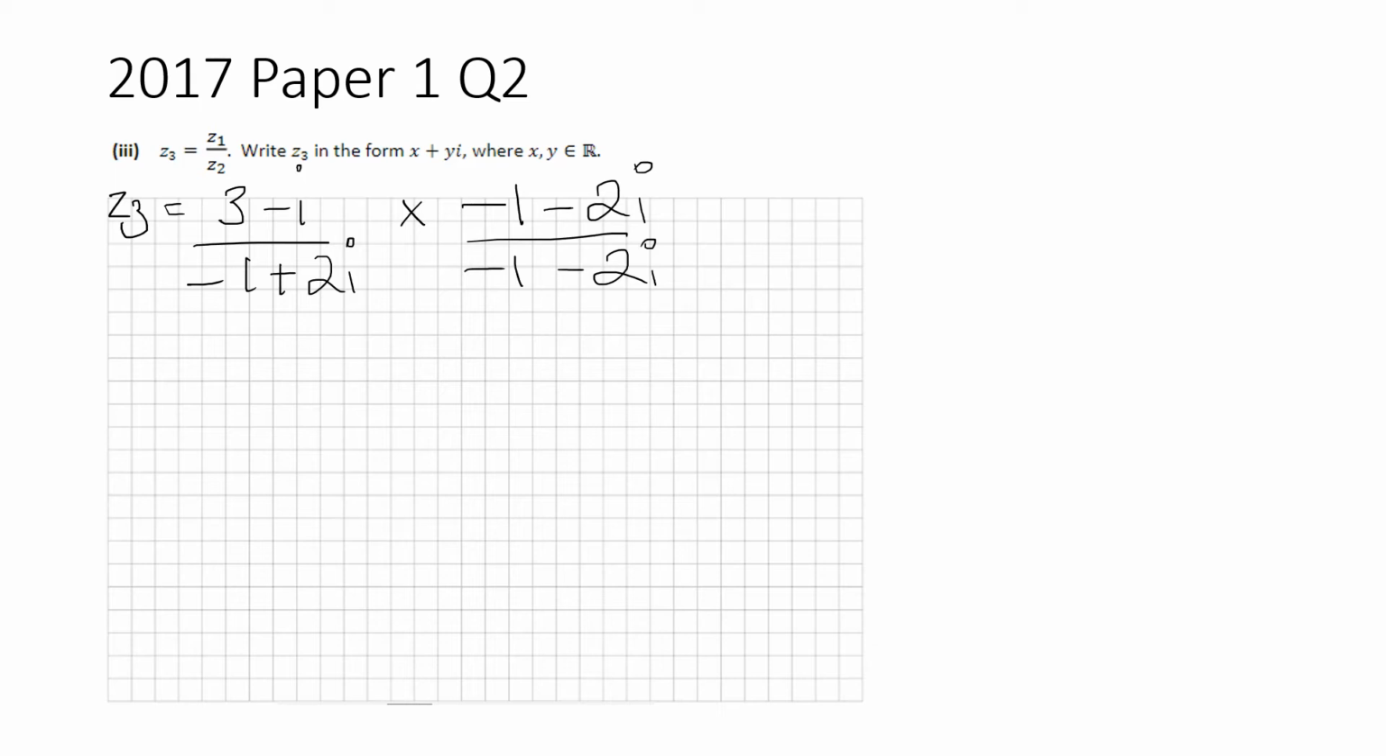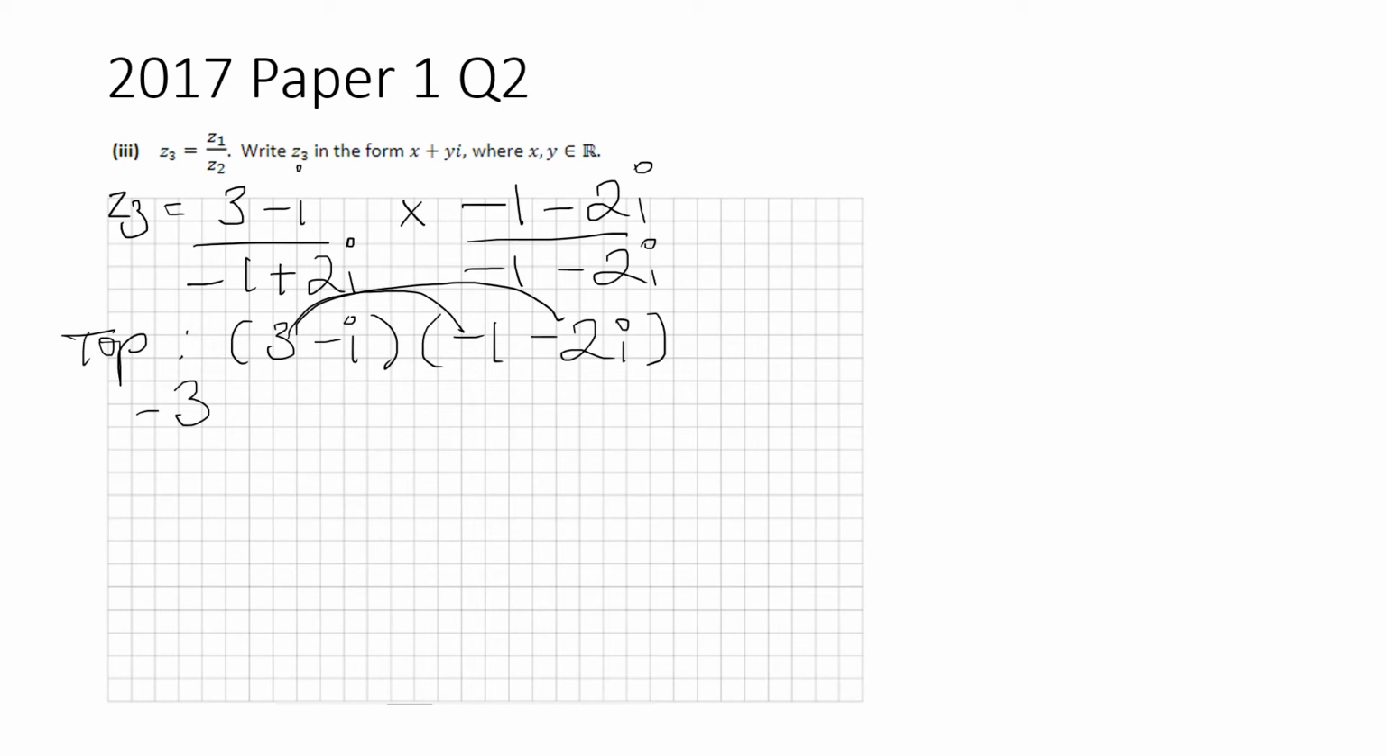Then I just follow the rules of fractions, so top by top, bottom by bottom. So I do 3 minus i by minus 1 minus 2i, and I multiply them together. 3 by minus 1 is minus 3. 3 by minus 2i is minus 6i. Minus i by minus 1 is plus i. And minus i by minus 2i is plus 2i squared.